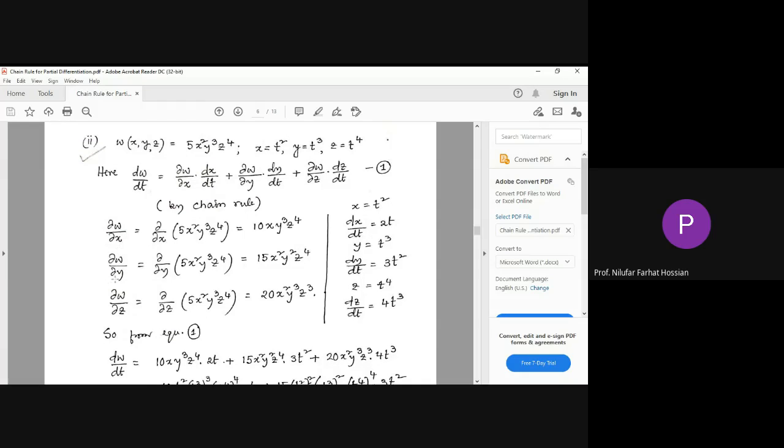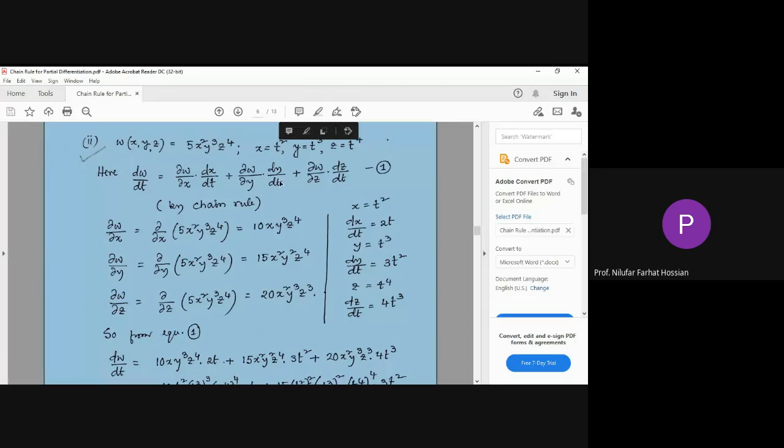Next, del w by del y. So you have to perform the differentiation with respect to y. So 5x square z to the power 4 should be multiplied by 3y square. This is the result. And then del w by del z. So these 5x square y cube are constant. From z to the power 4, you will get 4z cube. So 20x square y cube z cube. Okay. Now let us find the value of dx by dt, dy by dt, and dz by dt. So what is your x?